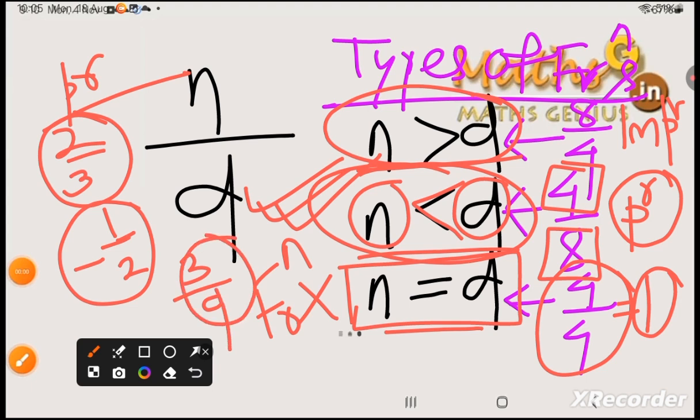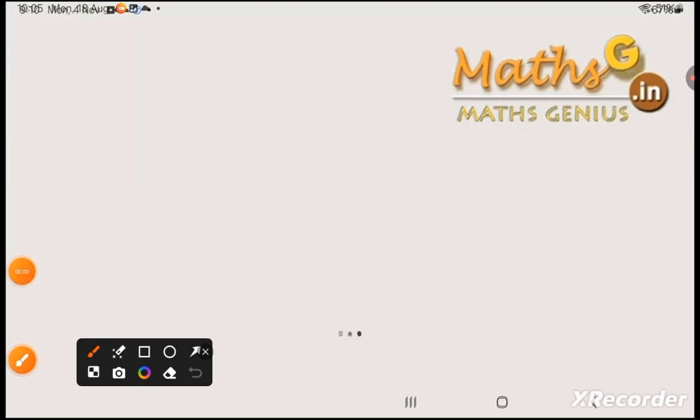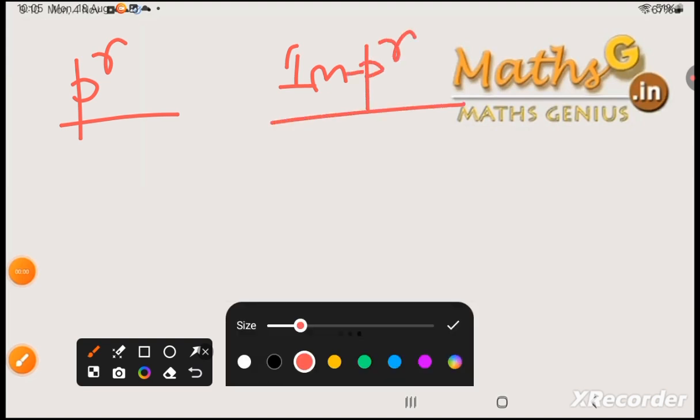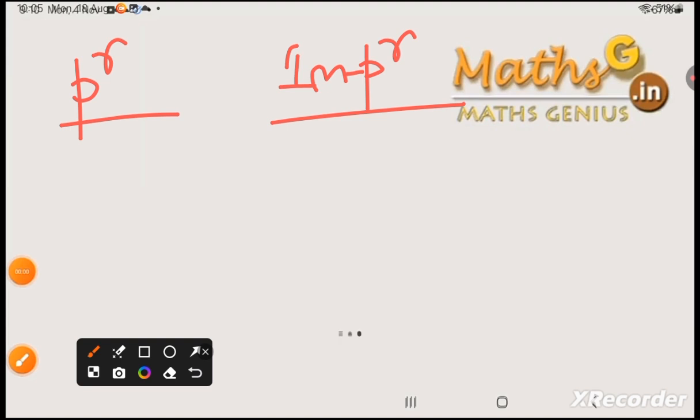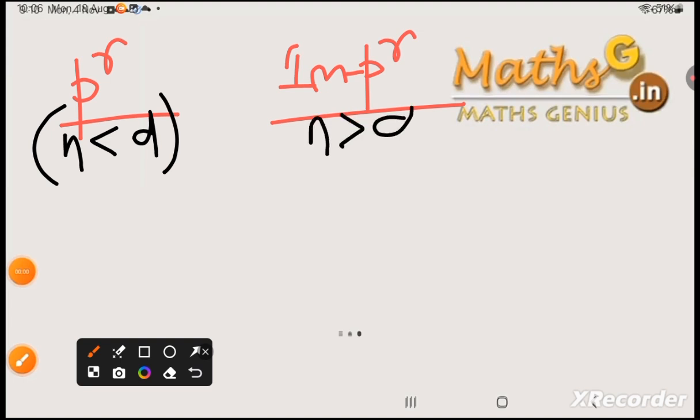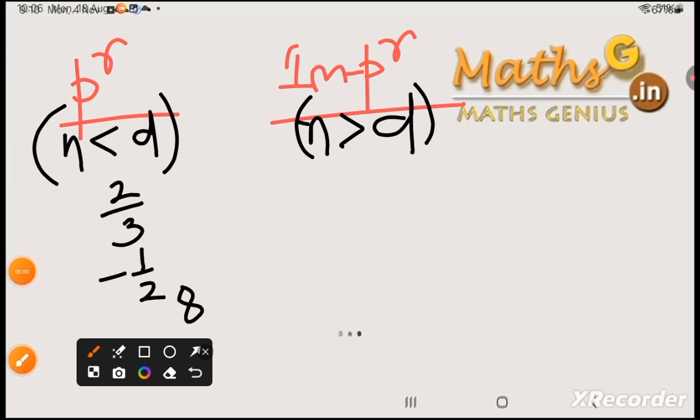And what are the examples of improper fractions? So let us do it. We were writing proper fractions and improper fractions. As we discussed, who are the proper fractions? Where the numerator is lesser than the denominator, they are the proper fractions. Who are improper fractions? Where the numerator is greater than the denominator, they are the improper fractions. Examples, we just wrote 2 by 3, minus 1 by 2. 8 by 9 also is a proper fraction.